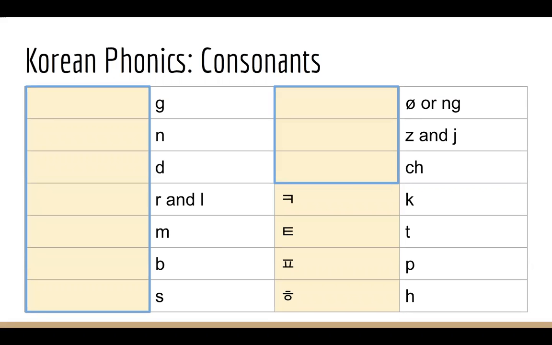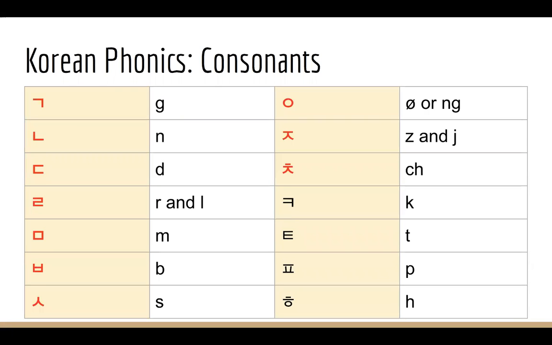Just like last week, pause the video and fill out this chart based on the corresponding sounds of each consonant. 3, 2, 1. Here are the answers. The first consonant is K, then N, then T, L, M, P, and S. On the right section, the next consonant is either silent or pronounced with a slight N.